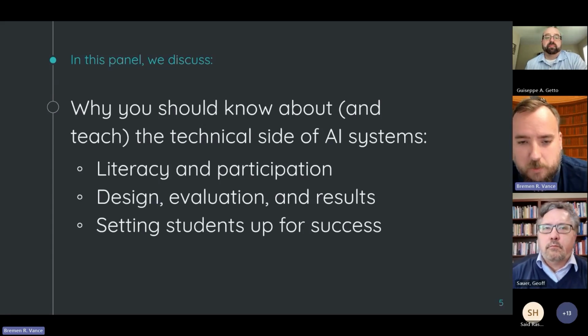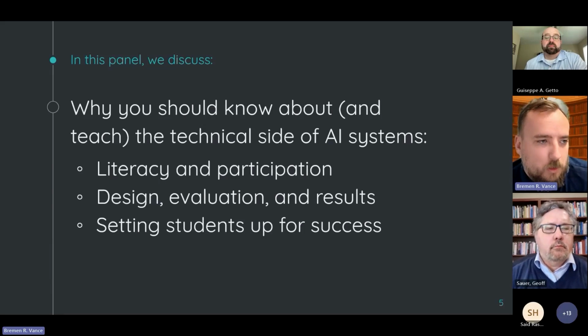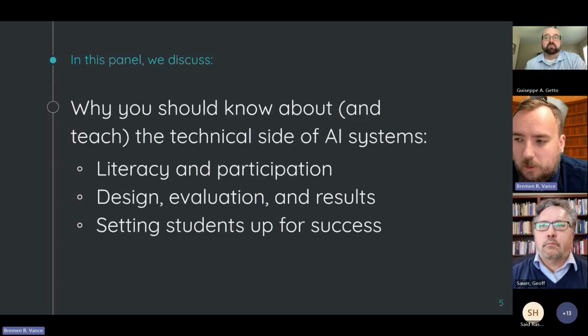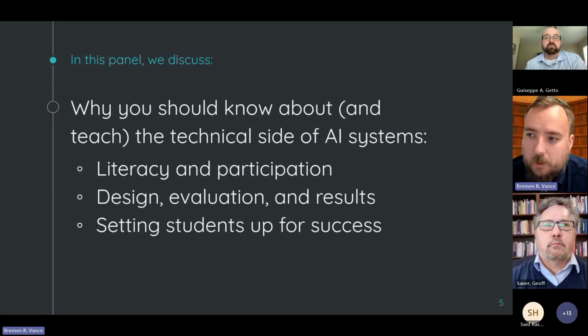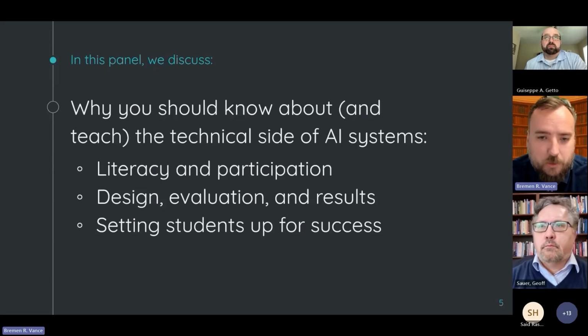creating opportunities for participation in the work that's being done, whether that's work for business or work in our social space or in our personal lives. I think that engaging in design, evaluation, and considering the results that we're getting out of AI, making sense of the content that's being put in front of us, really should come out of a grounded understanding of how these systems work. And again, I think a grounded technical understanding of some of these tools will set students up for success in the long run.